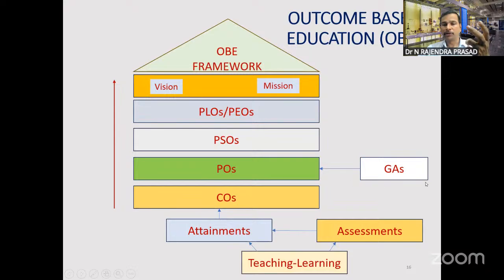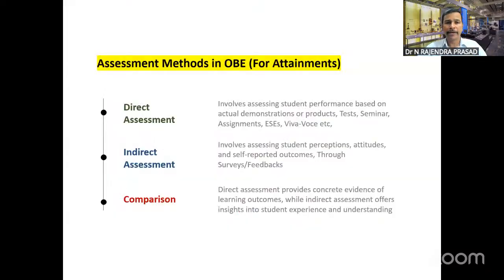What are these graduate attributes? These graduate attributes are the skills or competencies or qualities acquired by the students during their course of study. This is exactly to be concentrated when we develop outcome-based education framework. That is very important. Okay. In this outcome-based education, assessment is one of the primary criterions. How do we assess?